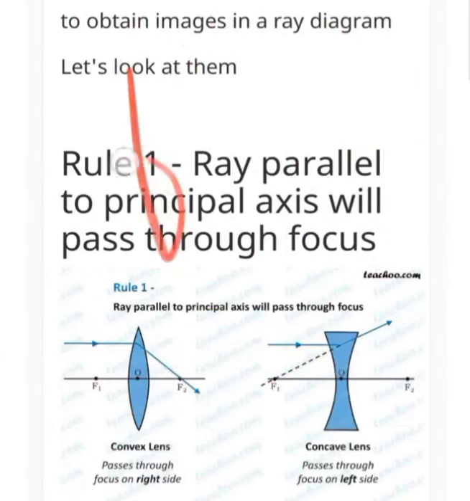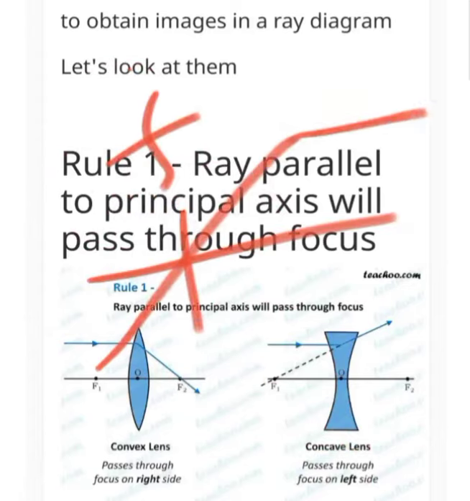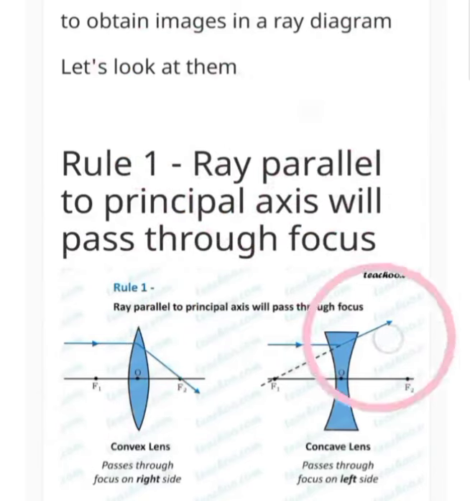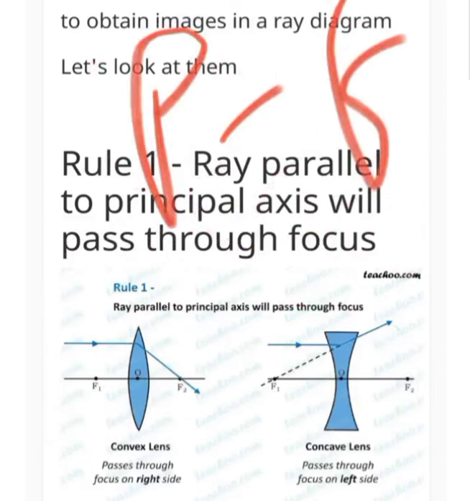Similarly, the second rule: if a ray of light goes from the focus, or let us think you can make this one like this, if a ray of light is going from the focus, it will become parallel. So you can say that if a ray of light is parallel, it will go from the focus. If a ray of light goes from the focus, it will become parallel.